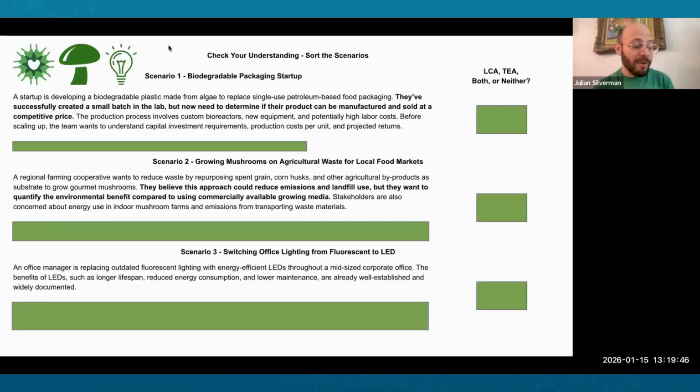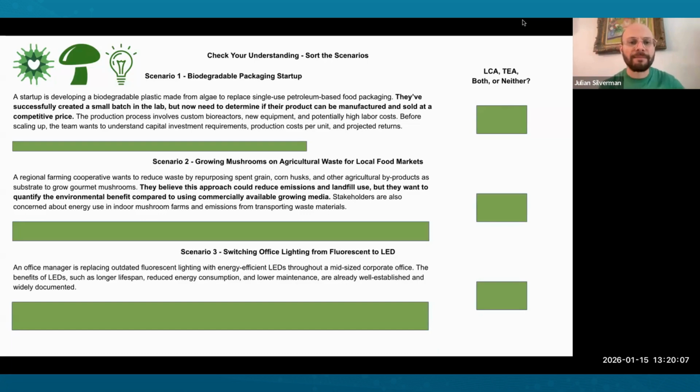And so I'd like to take a moment to quiz you. I have here for you three scenarios, and you're going to tell me which of these would require a TEA, an LCA, both, or perhaps neither. And so in each of these three situations, one of them or neither is going to be the best. And so take a moment and I'll read these out to you, and you'll tell me which one you think is most appropriate.